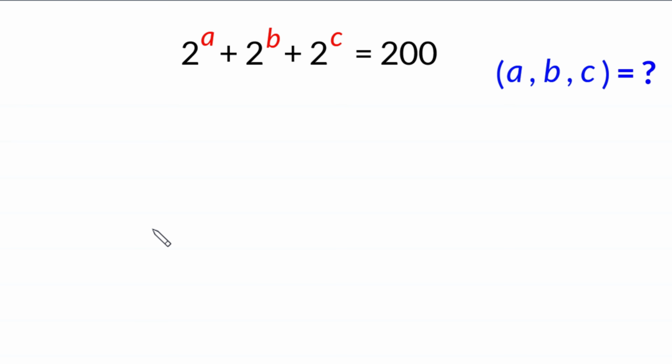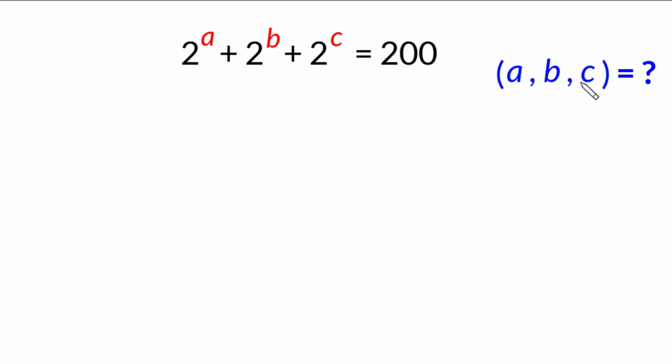Hello everyone, welcome to how to solve this very nice exponential equation. 2 to the power a plus 2 to the power b plus 2 to the power c equal to 200. Our job is to find all possible values of a, b and c.